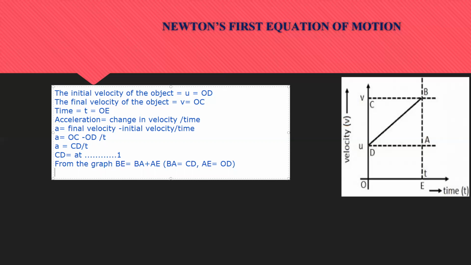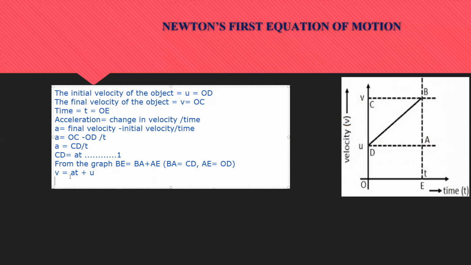So instead of BE, we can write BE is equal to CO. What is CO? That is the final velocity, denoted by the letter v. That is, v is equal to BA plus AE. BA is equal to CD. So from equation number 1, CD is at, that is at plus AE. AE is equal to OD, and that is equal to the initial velocity, denoted by the letter u.